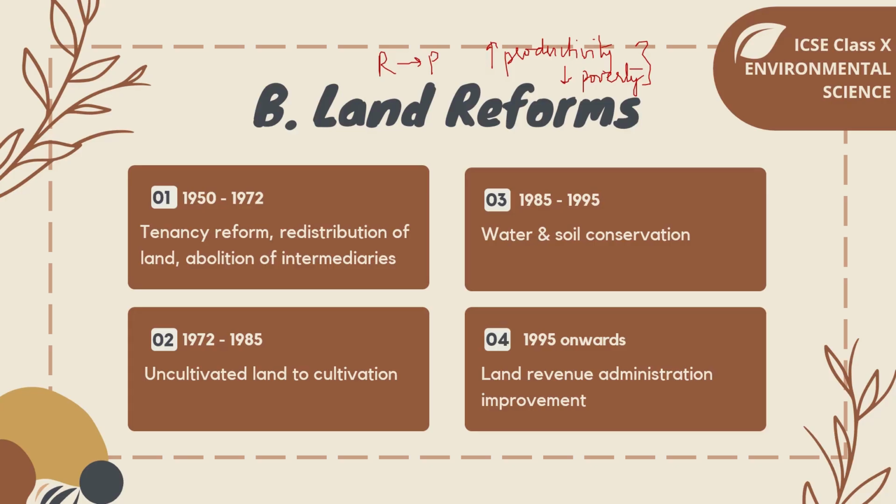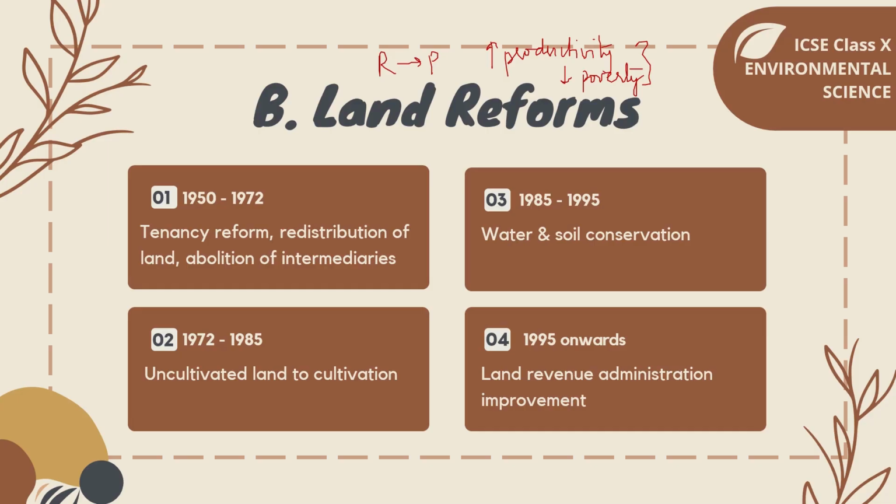We have unequal distribution of land. The rich have a lot of land, and there's a huge section of poor people who don't have any land at all. So in India, it has always been a top priority at the time of independence and even in the later decades to ensure that there are land reforms. So in India, there have been 4 phases. I have shown it over here.